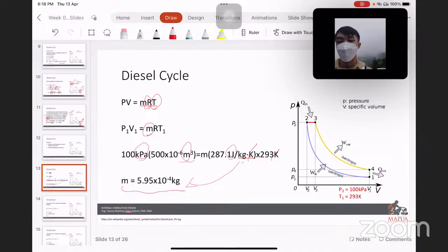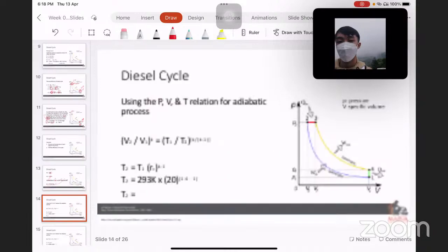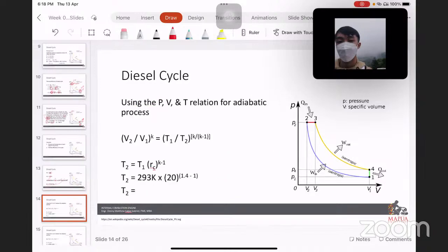Okay, tuloy natin. So meron ka ng PV, P1, T1, V1. Ngayon, muna tayo sa process number 2 o sa point 2. Using yung relationship natin, adiabatic relationship, isentropic process of the PVC, makukuha natin itong formula na ito. Ito yung formula natin nung unang-una pa.